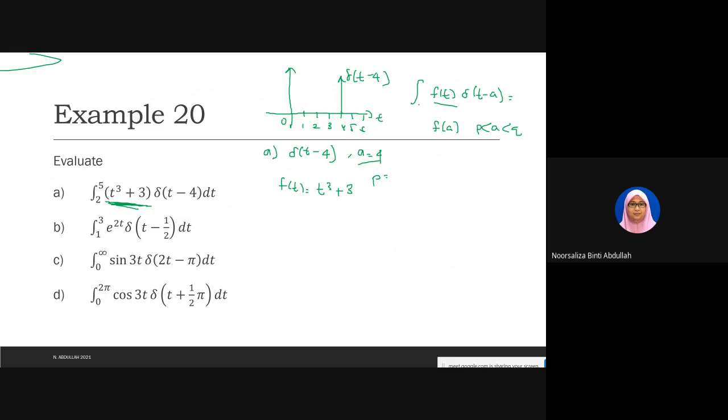P kat bawah, Q kat atas. Okay. So P is 2, Q is 5. Betul? Betul. Okay. So, apa FA awak? Apa FA awak?